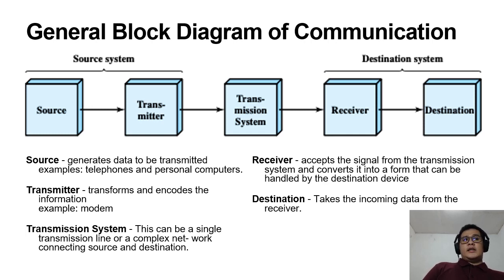The source generates data to be transmitted, for example telephones or personal computers. The transmitter transforms and encodes the information, such as a modem. The transmission system can be a single transmission line or a complex network, connecting the source and destination. The receiver accepts the signal from the transmission system and converts it into a form that can be handled by the destination device. And the destination takes the incoming data from the receiver.